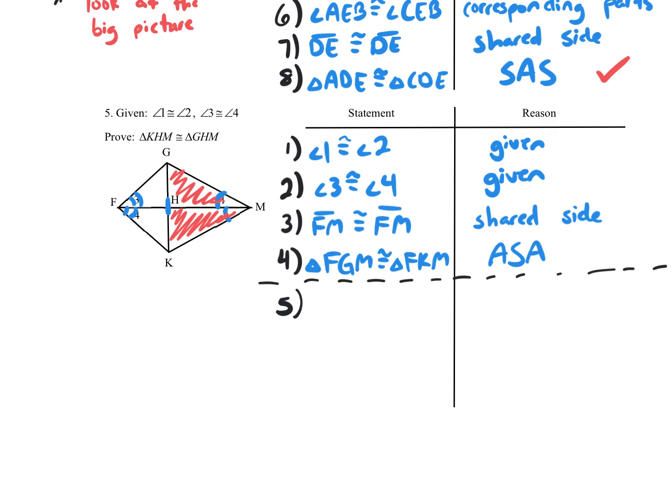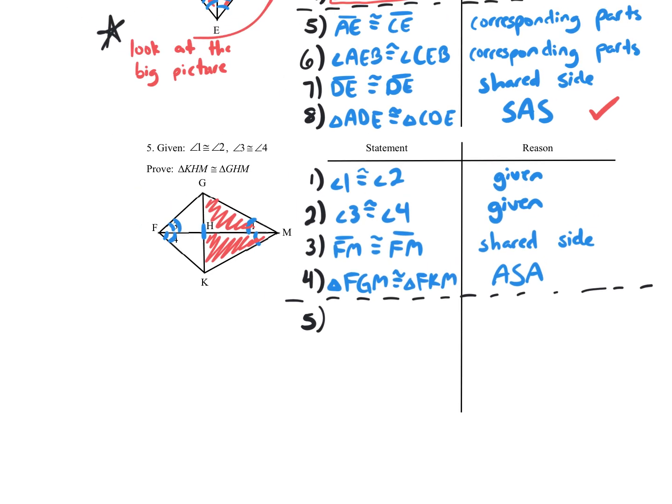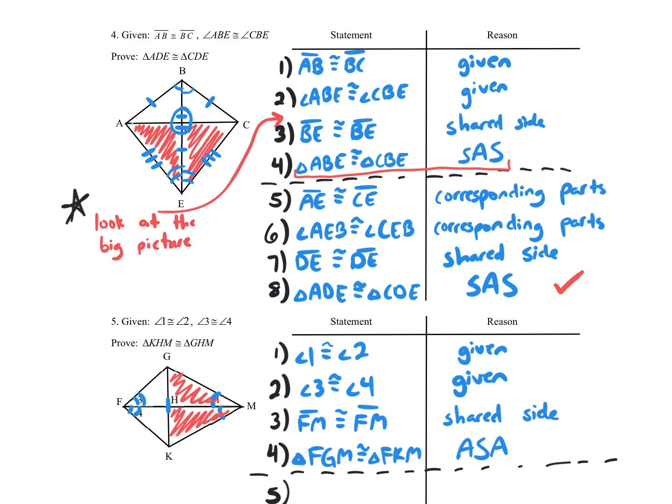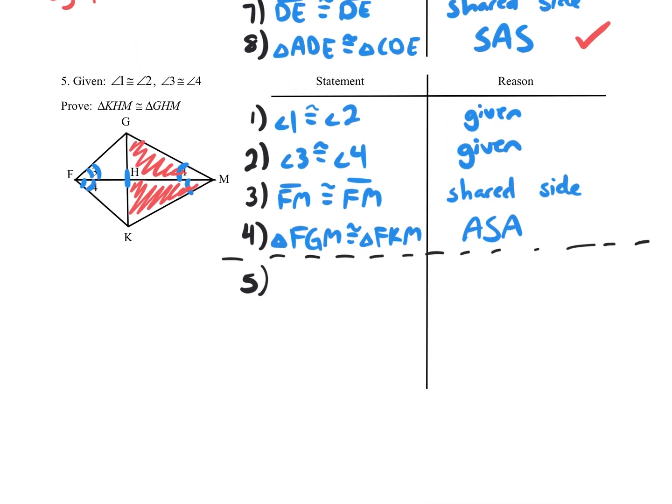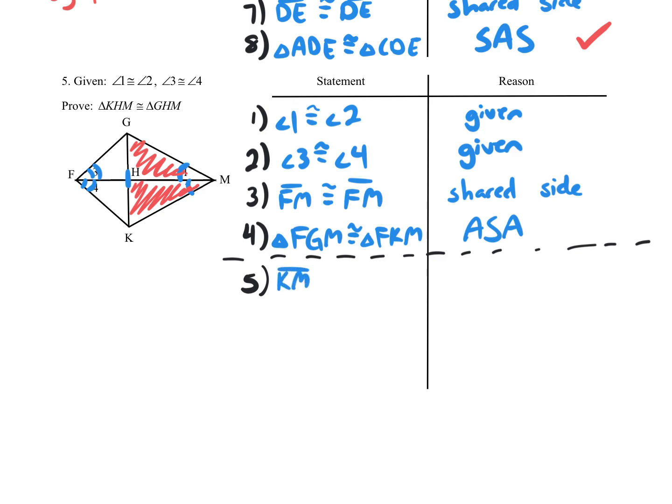Did you say FM? Yes, we already have that one. What about these two? Can I assume those two sides? Sure. Just like up here, remember where we assumed AE and CE because of corresponding parts? Do you agree that GM and KM are corresponding parts of the two bigger triangles? Okay, so we can say KM is congruent to GM because of corresponding parts.